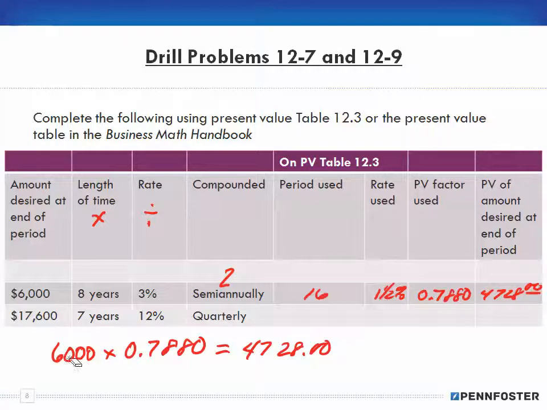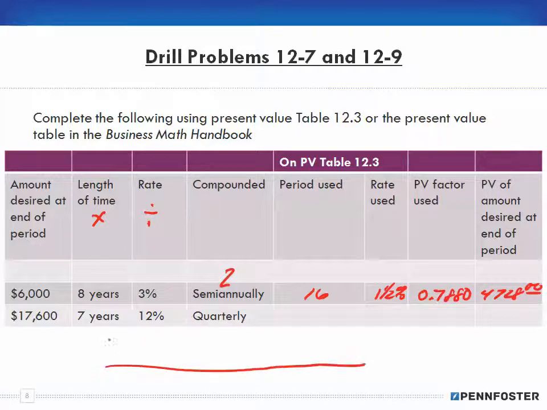And if you think about that, let me erase this here and just draw a timeline. So this is the present and this is the future value, and it's saying the amount desired at the end of the period. So at the end of the period, it's $6,000. Well, obviously, if I'm going to invest today and get interest, that means the amount that I am going to invest has to be less than 6,000. So in this case, that amount is going to be 4,728.